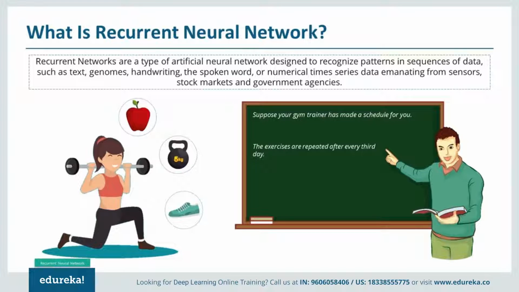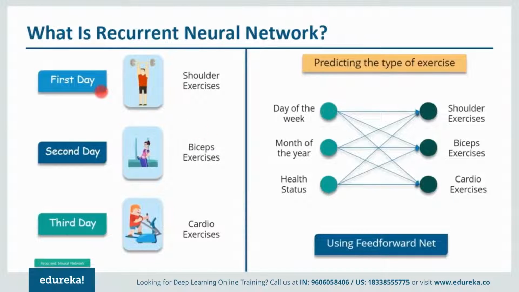Suppose your gym trainer has made a schedule for you. The exercises are repeated after every third day. Now this is the order of your exercises. First day you'll be doing shoulder, second day you'll be doing biceps, third day you'll be doing cardio. And all these exercises are repeated in a proper order.